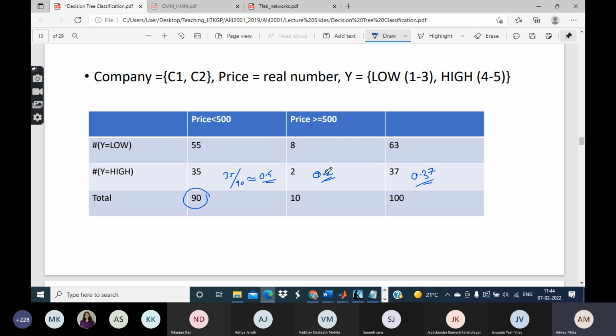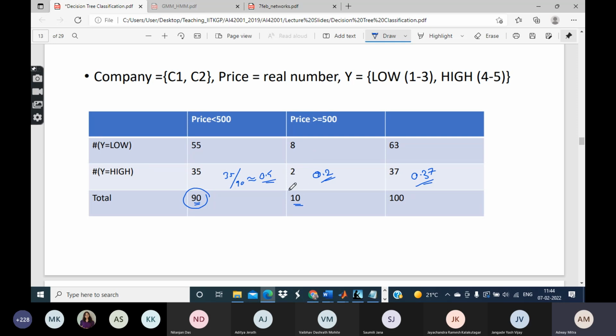But if it costs more than $500, we are more or less convinced that she is not going to like it. Right? That's what it suggests. But there is again a catch here. The catch is that this data set is not at all balanced. One has 90 entries, the other has 10 entries. So with only 10% of the entries, we cannot really give much importance to what we have seen so far.